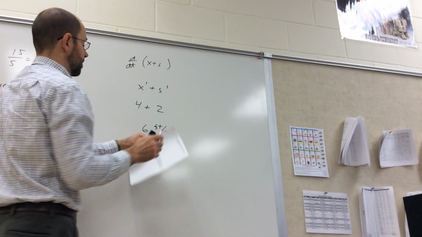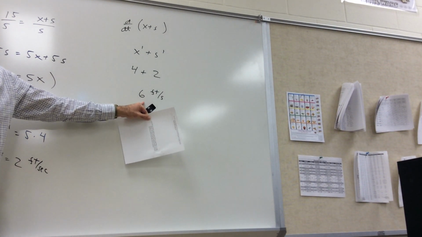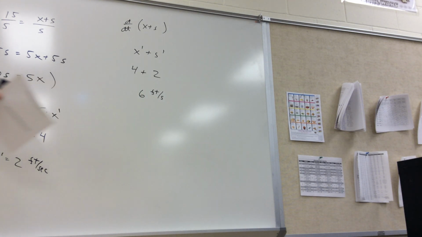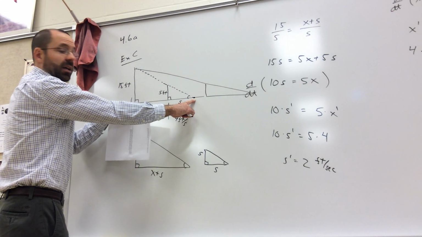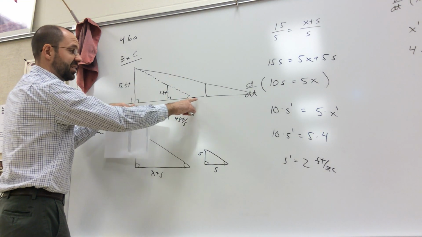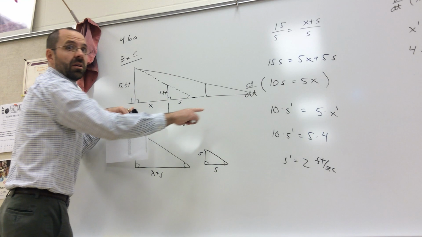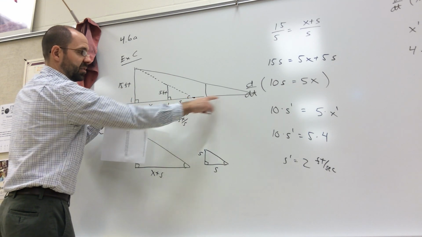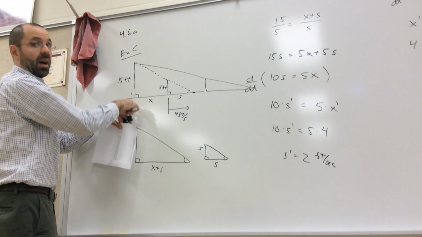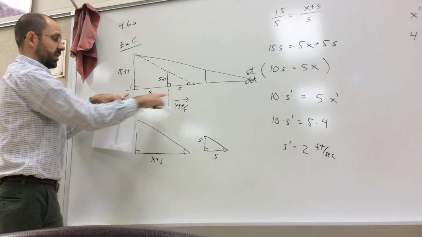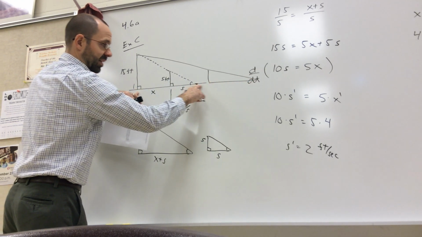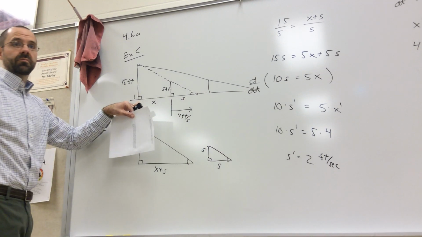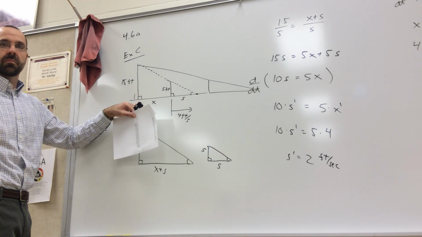Okay, good. So the x plus s prime is 6 feet per second. So the x plus s is the distance from the lamppost to the end of the shadow, right? And what's happening is that's getting longer by 6 feet per second. So that means that this point is moving 6 feet per second because this point is not moving. So if this gets longer by 6 feet every second, then this is moving at 6 feet per second. So the end of the shadow is moving at 6 feet per second.